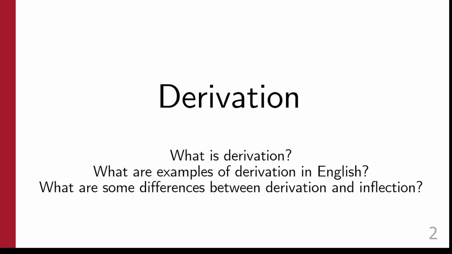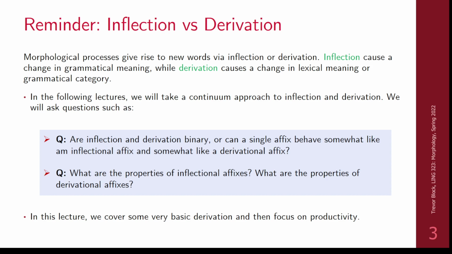And these differences between derivation and inflection continue in the following week's lecture, where we go more in detail. This is just sort of a basic separation. So, as a reminder, inflection is some sort of change in grammatical meaning, while derivation is a change in lexical meaning or category. So we've always taken a binary approach, and we've said that affixes are either derivational or inflectional. But we're going to ask, can a single affix behave somewhat derivationally and somewhat inflectionally? And that's really the focus of next lecture.